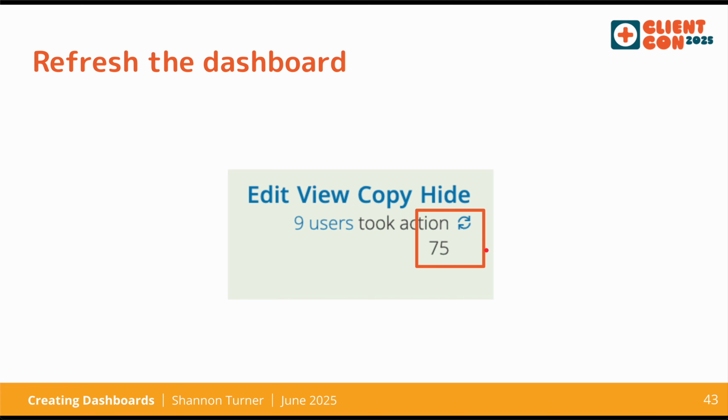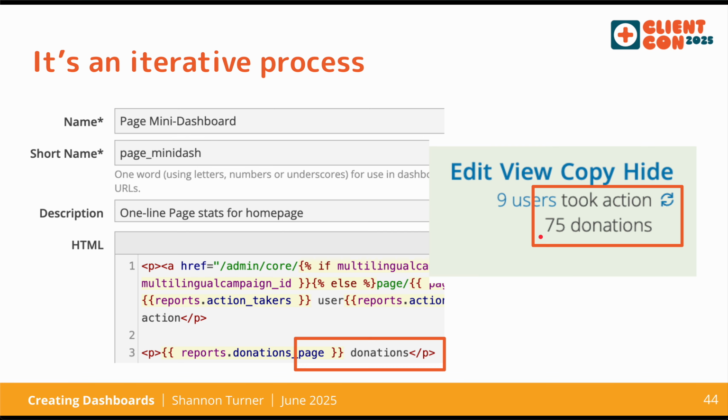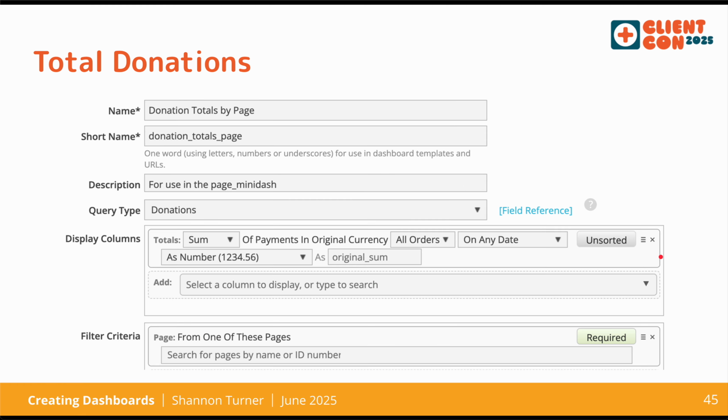So let's go back and edit our dashboard to explain what this 75 number means. Now, just by adding the word donations and saving and then refreshing our dashboard, this makes this look so much nicer with this data point in context.